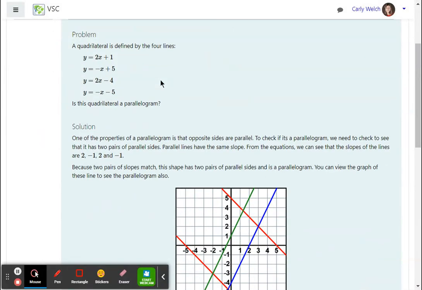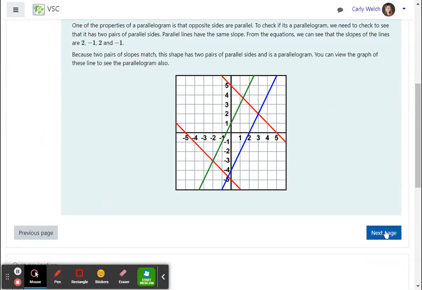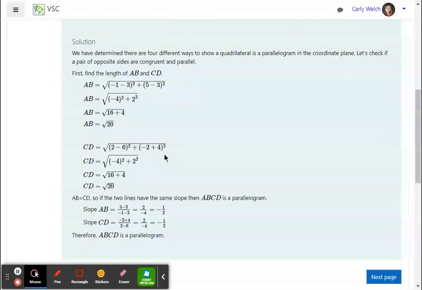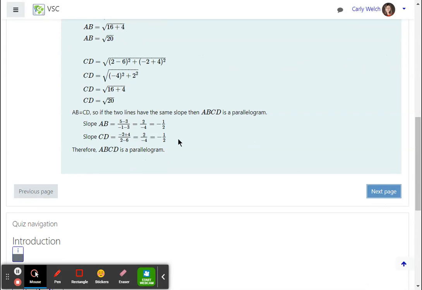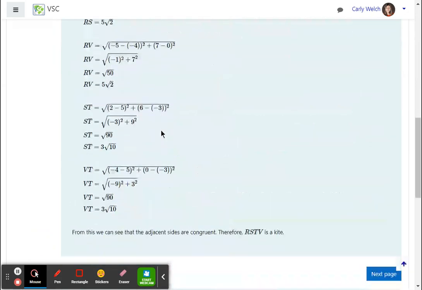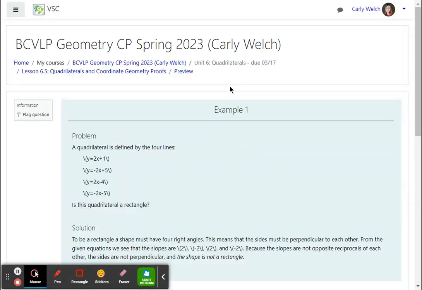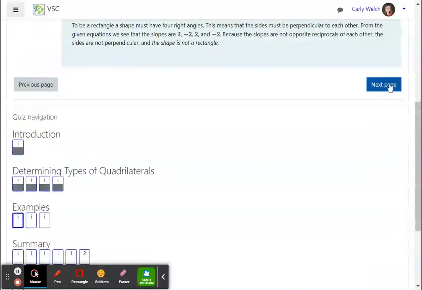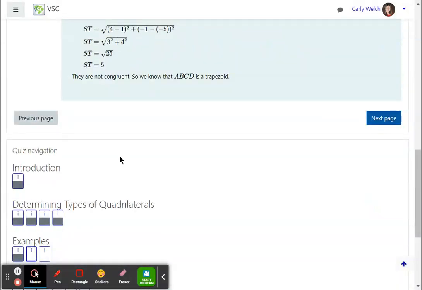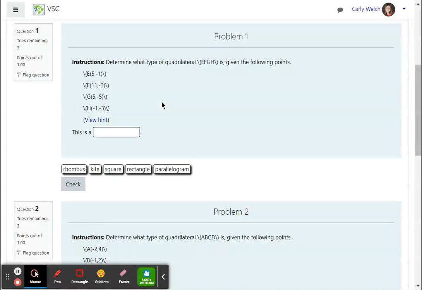You can also use Desmos graphing to look at these. So we have 4 different ways to show a quadrilateral is a parallelogram in the coordinate plane. We would have to check to see for a pair of opposite sides that are congruent and parallel. Same thing here. So you've got a couple of examples to look through. We're going to jump right to here.